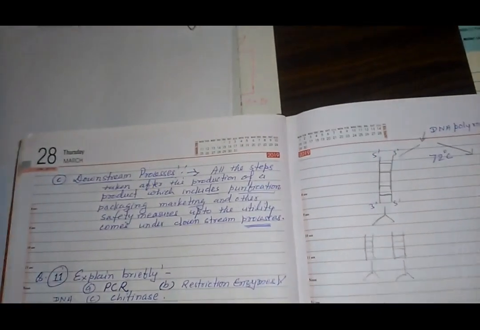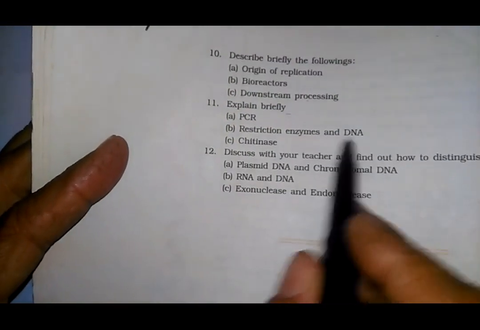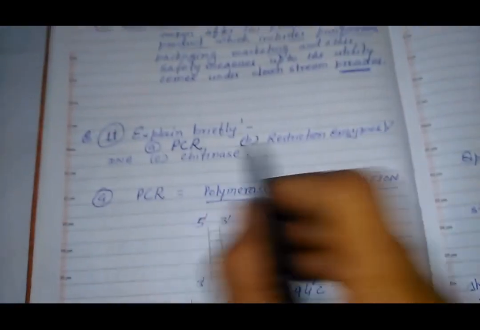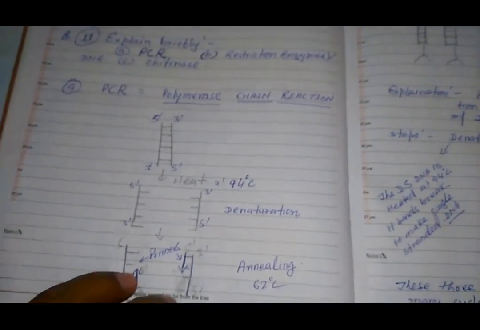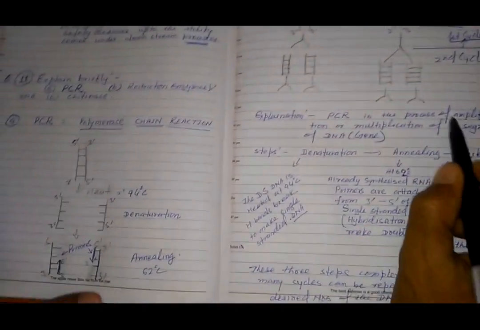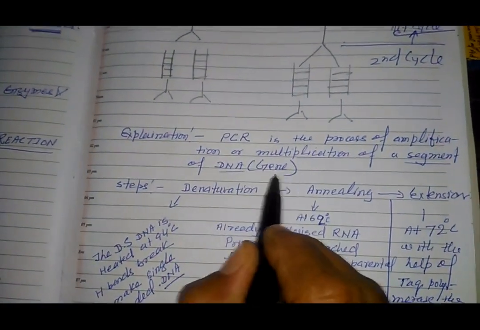Clear? Now question number 11. Explain briefly: write short notes on polymerase chain reaction, restriction enzyme and DNA ligase. When we write about PCR, polymerase chain reaction, you have to describe only 3 steps. It is a process where multiple copies of DNA are obtained within a short period of time. So it is a process of amplification, or multiplication, of a segment of a DNA gene.